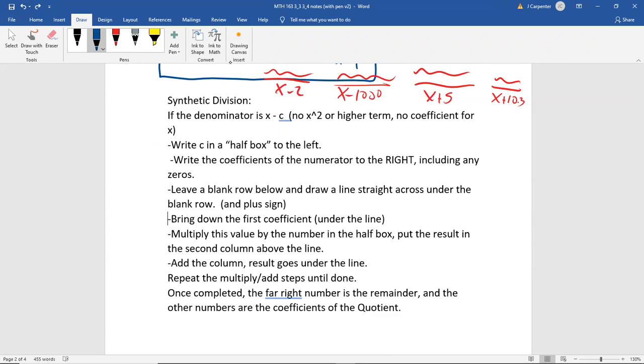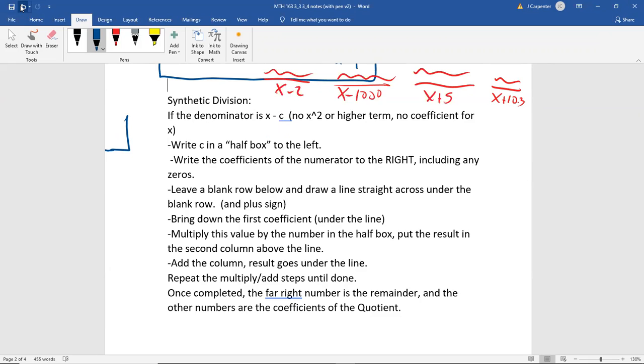Write c in a half box to the left. Now this half box thing, this is just my own notation. I don't want to say just my notation, but a lot of common versions of the notation. Some people will put it in a whole box. This would be a whole box. So when I say a half box, this is just how I was taught to write it. This is how most of the textbooks I've seen write it. So that's what I'm calling a half box.